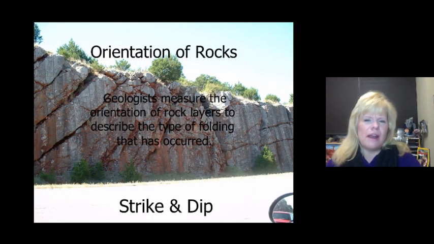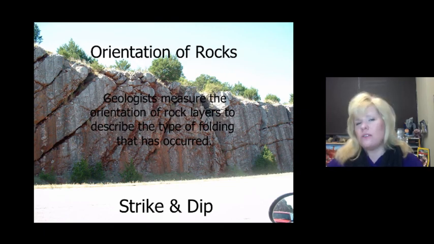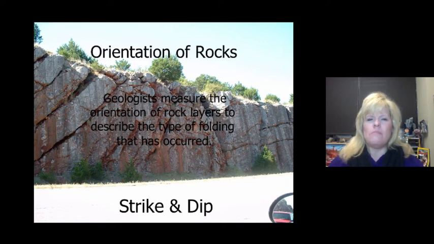So let's talk about how we measure the orientation of rocks and why we would even care. Orientation of rocks is measured by using tools called strike and dip. The dip is the easy part, the strike is the harder of the two. Both are critically important for interpreting where rock layers are.